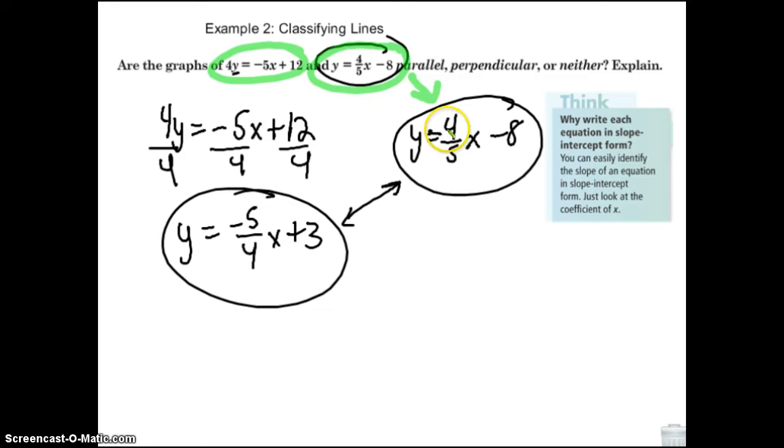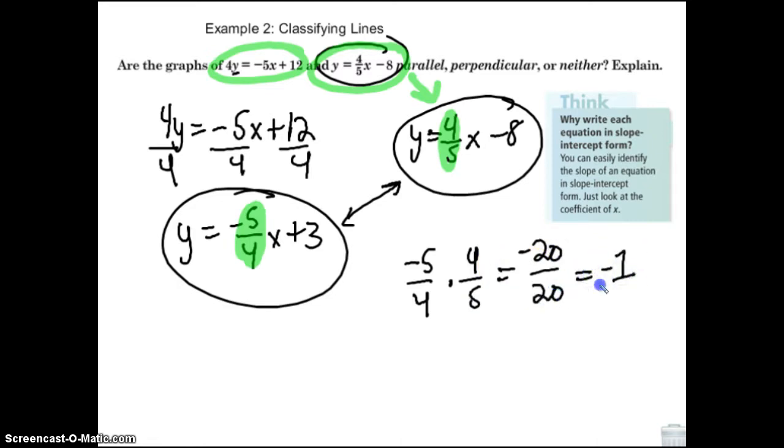I noticed that this slope is 4 over 5 and this slope is negative 5 over 4. Those are opposite reciprocals. If I want to make sure, I'm going to multiply them together. It comes out to be negative 20 over 20, which is negative 1. So they are negative reciprocals, so they are perpendicular.